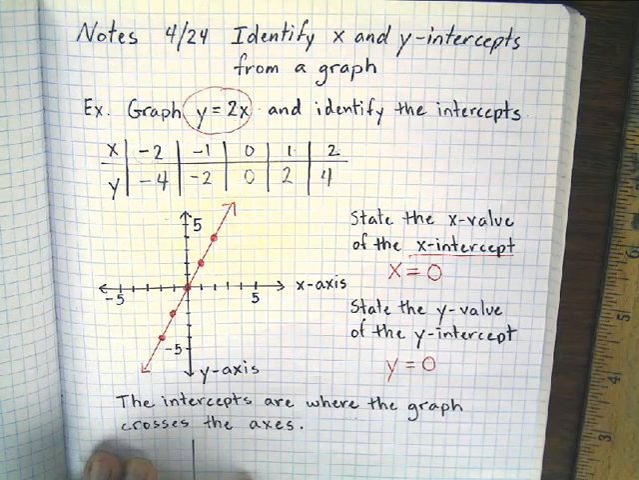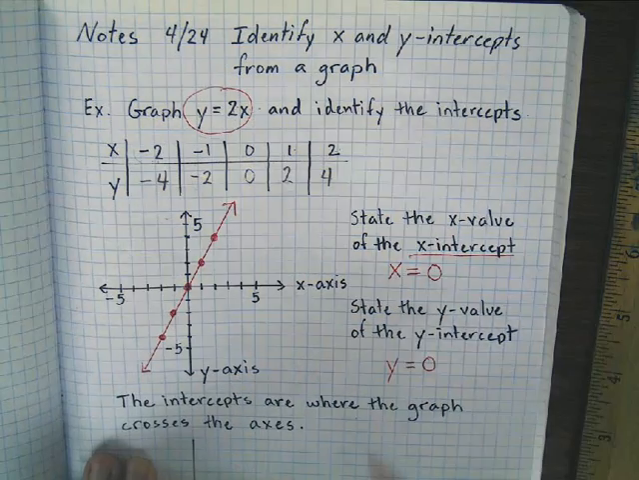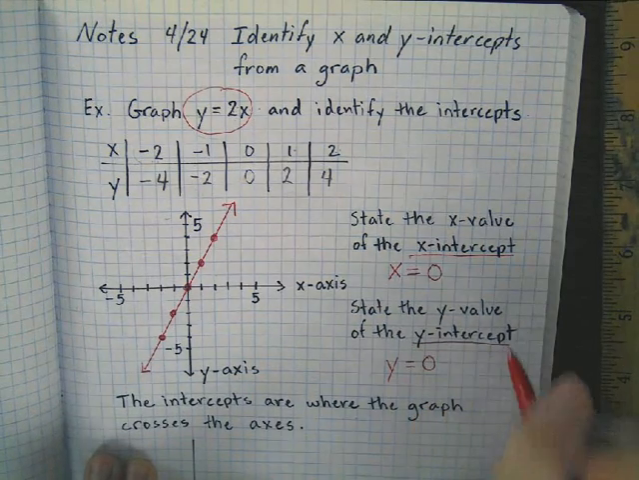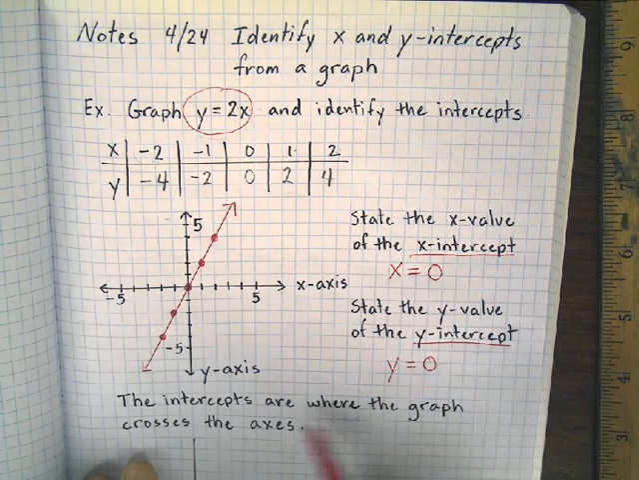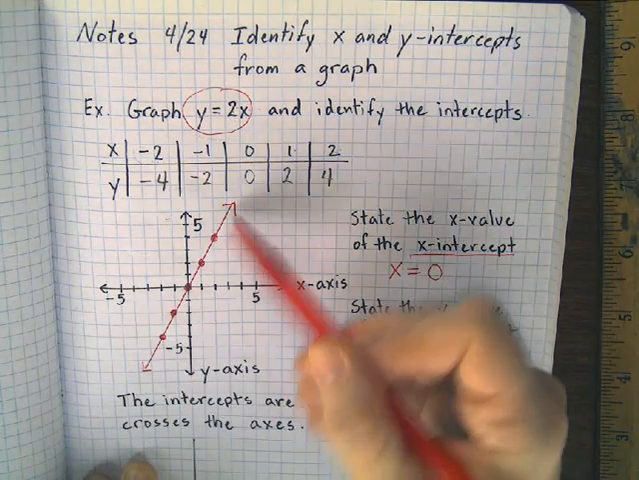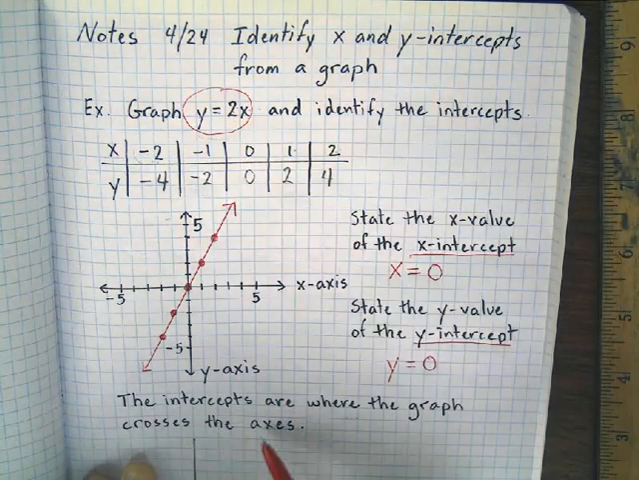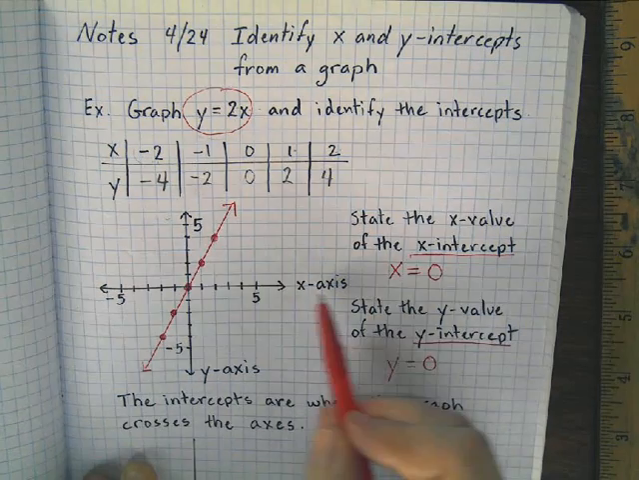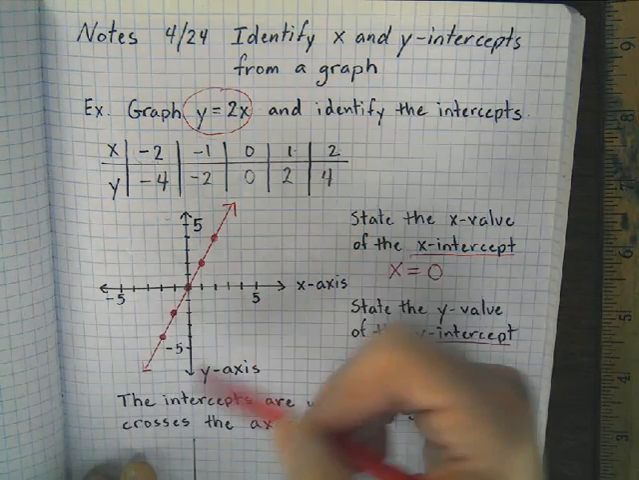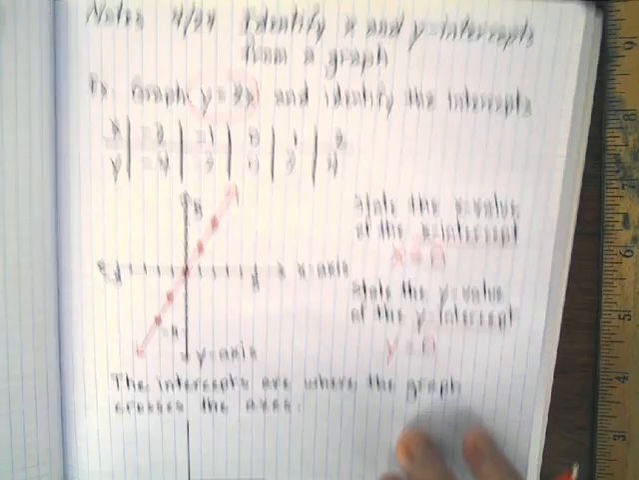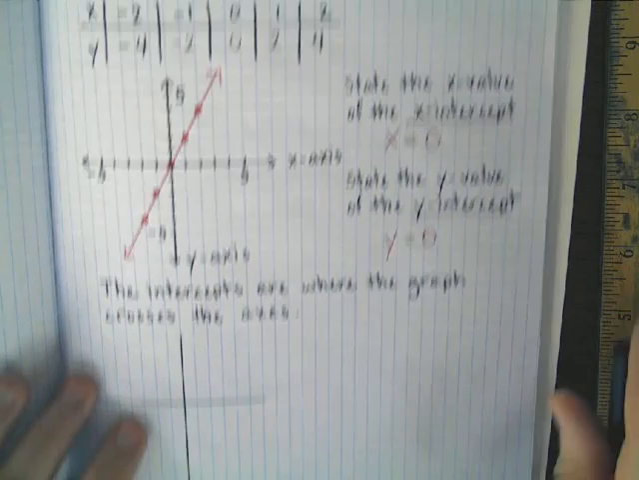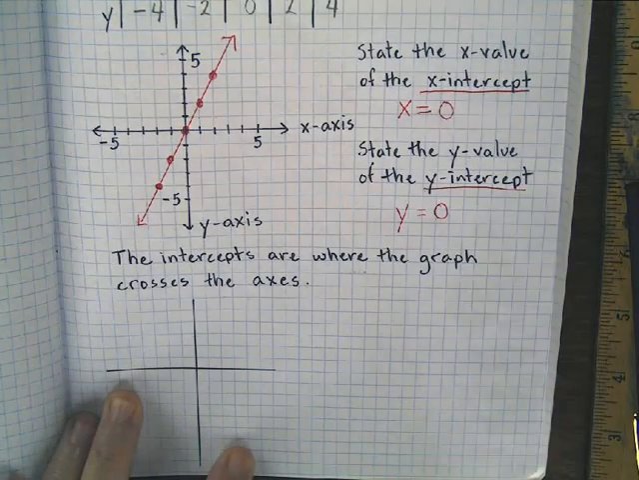Okay? So intercepts. The intercepts are where the graph crosses the axes. Okay, so it can cross this line and this line. Notice they're both crossing at the same place. I'm going to give you another example where they're crossing at different places.